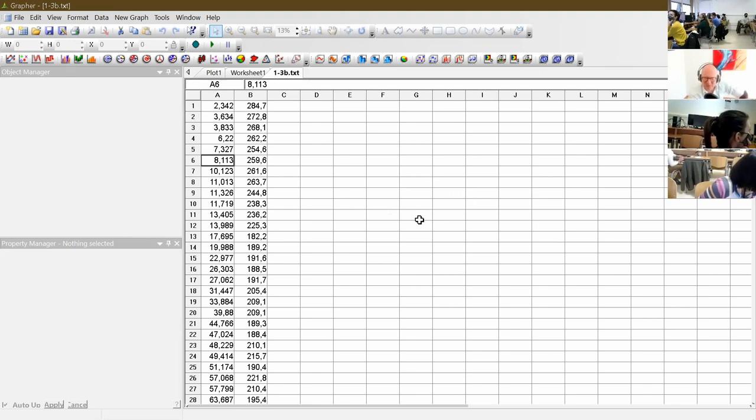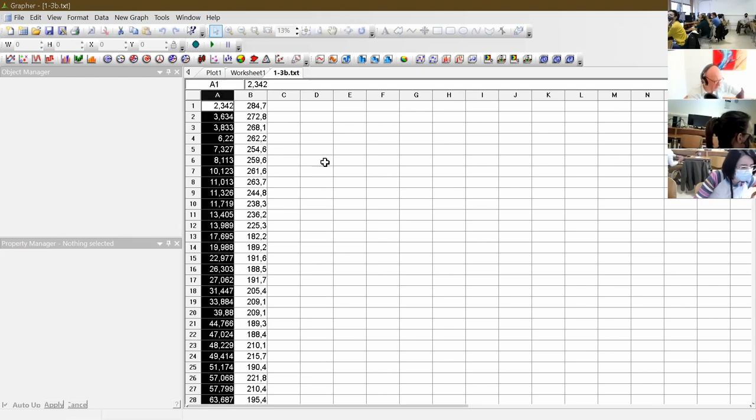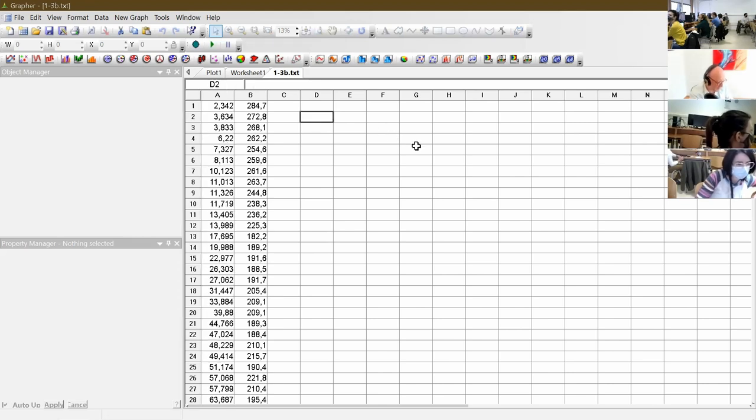So let me now check whether the time increases strictly monotonically. And I do this by making a copy of that, Control Z, copy, and I paste it there, shift it by one.